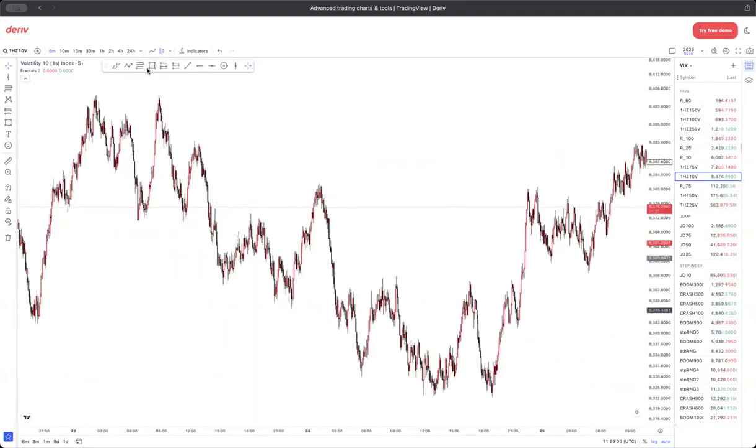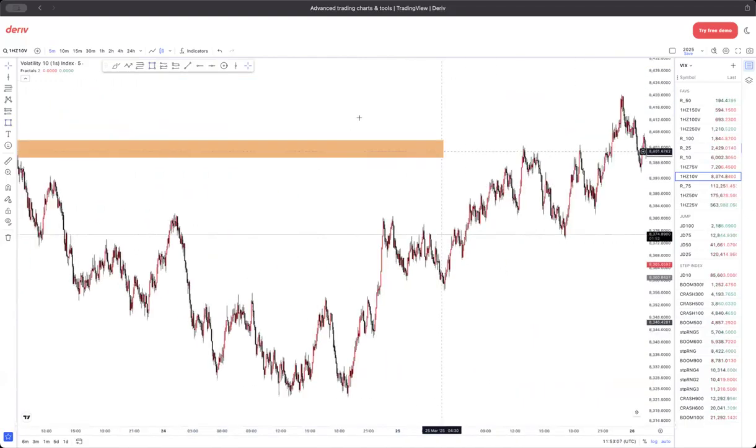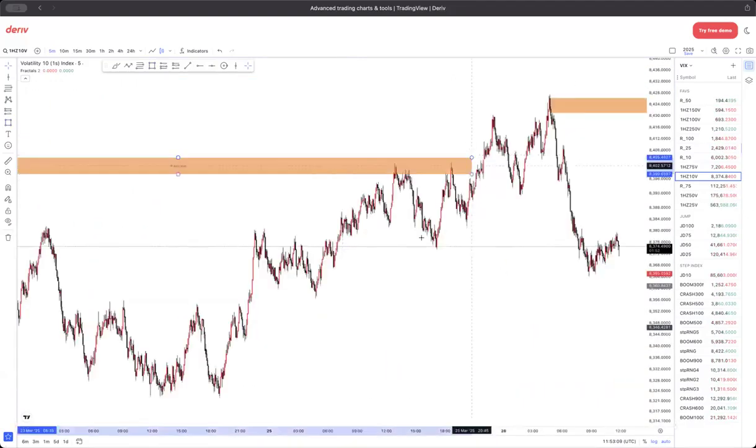I think this one, there was one sell setup here one time like that. No, it did not go for long.